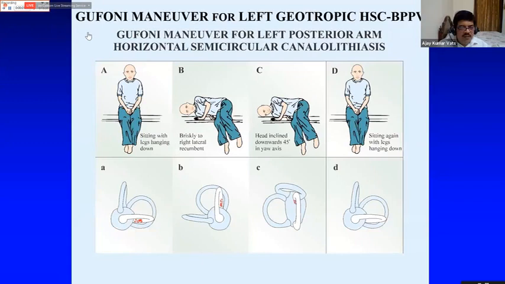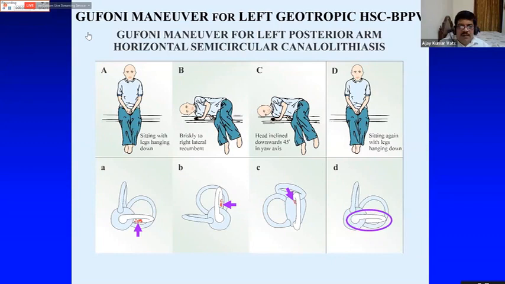This is the left-sided horizontal semicircular canal having otoconial debris in its posterior arm. As the patient is taken to the contralateral right lateral recumbent position, the canal becomes vertical and the debris moves towards the exit in the non-ampullary arm. As the head is inclined downwards in the yaw axis, the debris enters into the utricle, and this leads to a cure, and the canal is cleared when the patient is brought to the upright position.